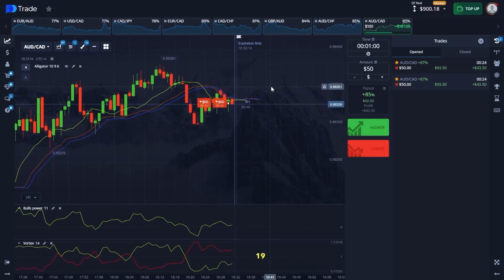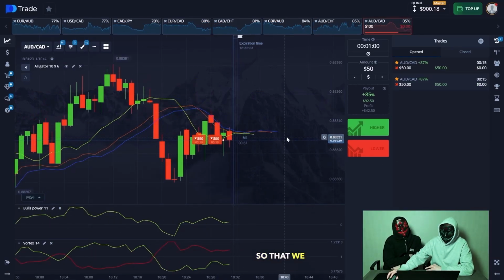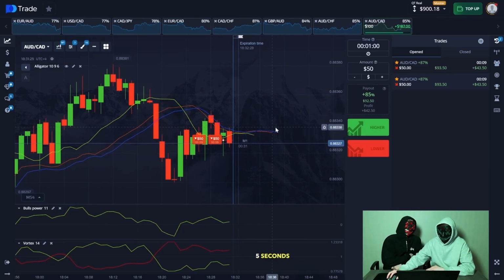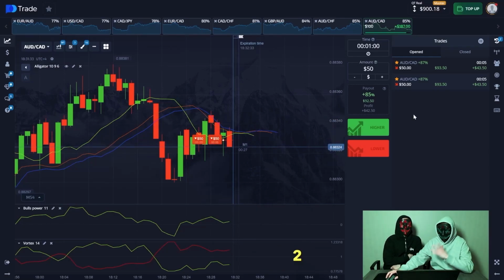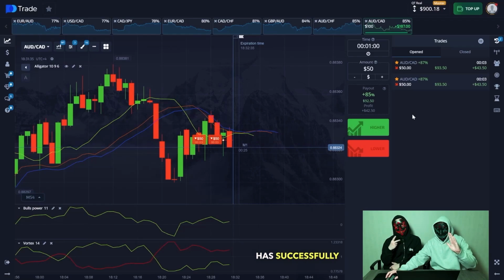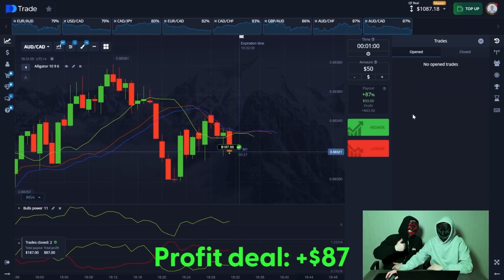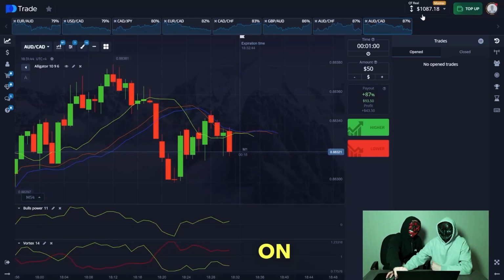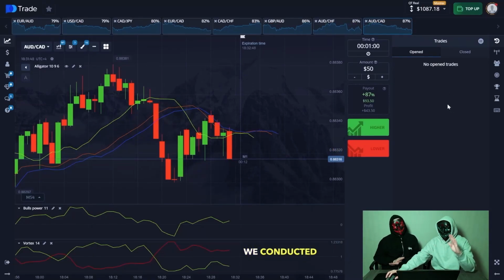So friends, 19 seconds are left. The first trades are mainly for testing so that we ensure our settings are correct. You can trust their reliability and trade peacefully as well. 5 seconds are remaining and we see that we have taken a good position, 3, 2, 1, and our trade has successfully entered profit. The first profit on our balance is already $10.87, a good start. We conducted a small test.